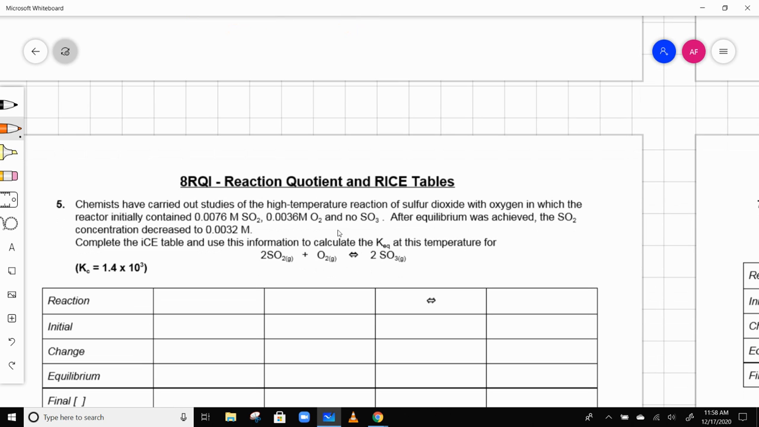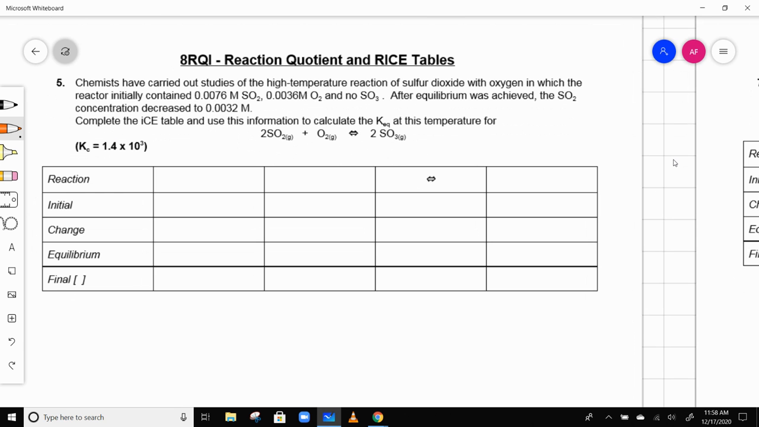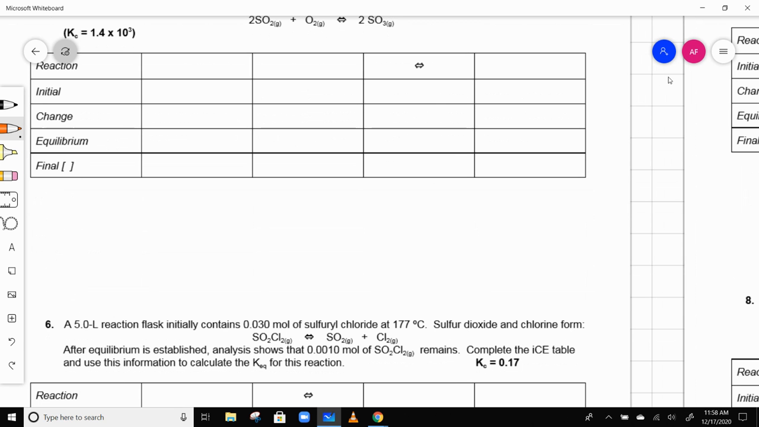Number 5 is a lot like number 2 that we did, where you have initial concentrations and an equilibrium concentration. So you have to figure out what the change is and then plug that all into a Kc expression. So number 5 is a lot like number 2.